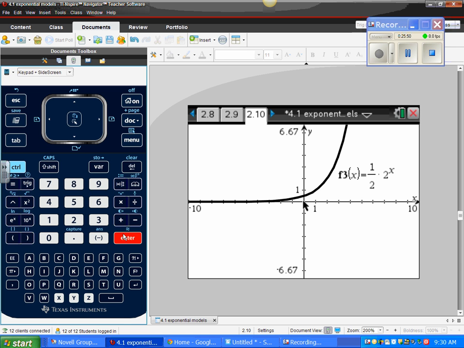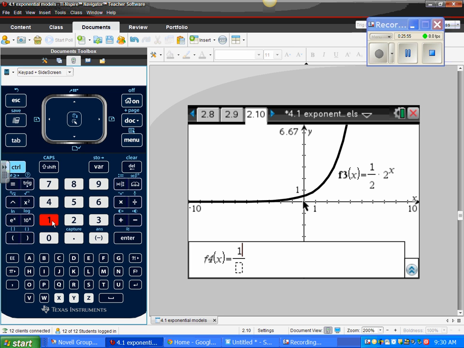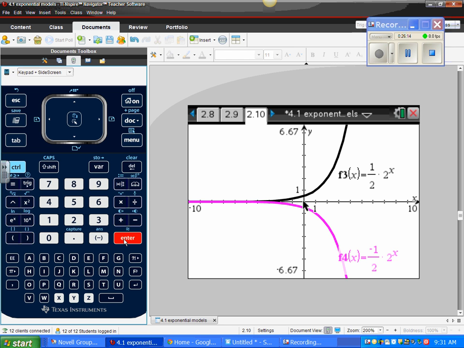Here's my original. What happened, guys? One is decreasing, one is increasing. Why? Okay, but is one decreasing and one increasing? As time is going on, what's happening to my black function? It's increasing. As time is going on, what's happening to my purple function? It's decreasing, getting smaller.